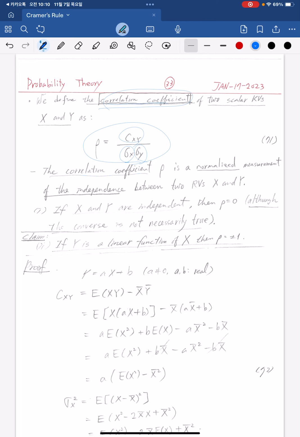The correlation coefficient is a normalized measurement of independence between two RVs X and Y. If X and Y are independent, then rho equals 0, although the converse is not necessarily true. If Y is a linear function of X, then rho equals plus or minus 1. Y equals aX plus b, a가 제로가 아니고 a, b는 리얼이다.